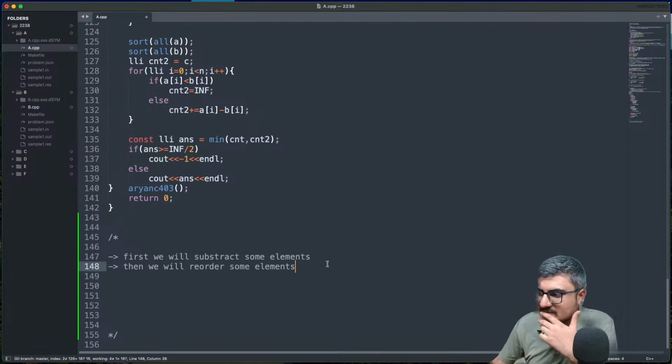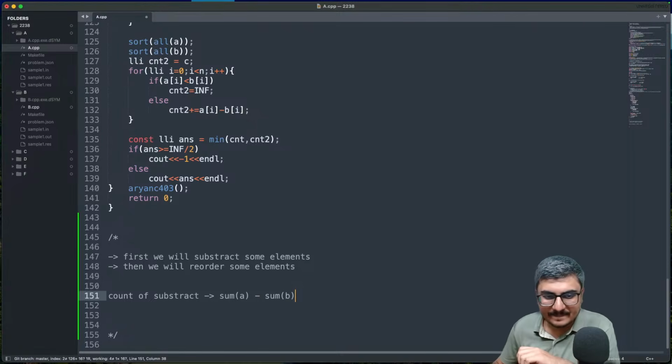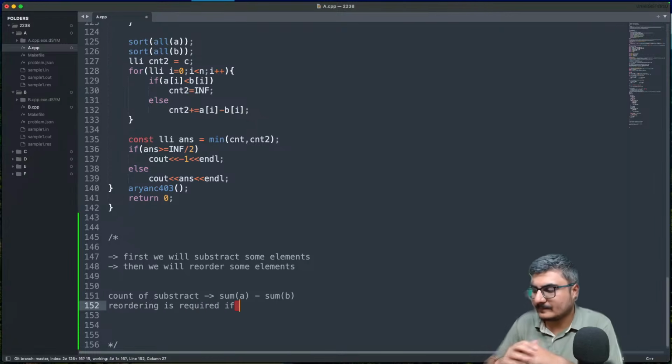Let's forget about the -1 case. Then can you find out how many times you have to subtract some elements? The count of subtraction is simply the sum of A, the initial number of times, and the sum of B, the number of times you have to subtract. So the number of -1 operations is already fixed. What matters more is whether reordering would be required, and then we also have to see if some reordering is required.